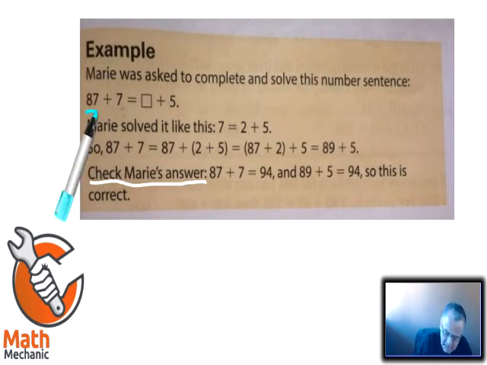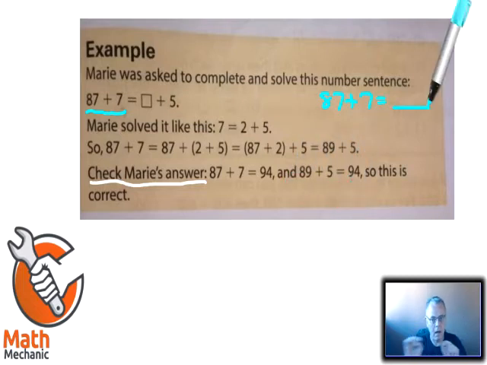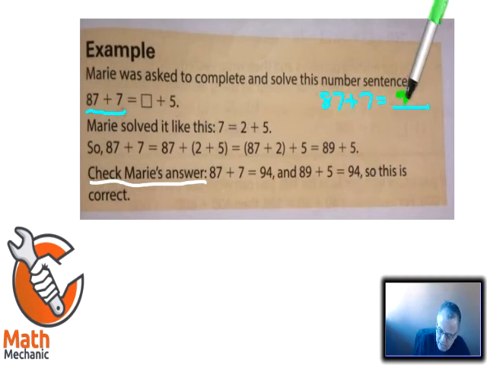There's a number sentence: 87 plus 7 is equal to something. Now typically a number sentence can be written like this: 87 plus 7 is equal to just a line, or it can be written as 87 plus 7 is equal to 94. That's a number sentence. In this case, they are breaking the right hand side up by leaving a blank space plus 5. We need to find what that blank space is.